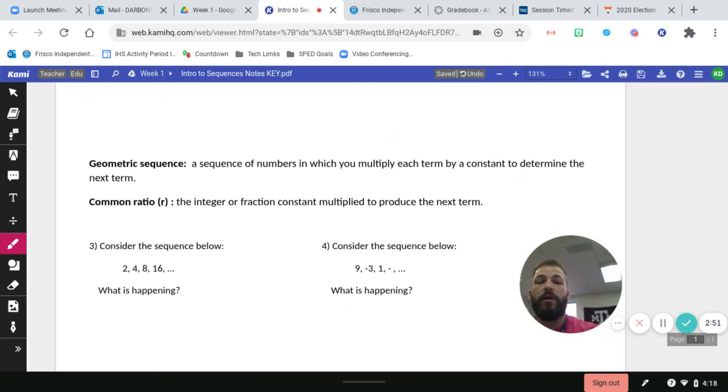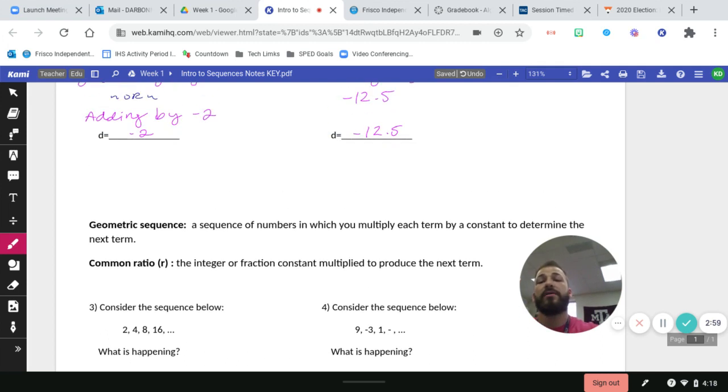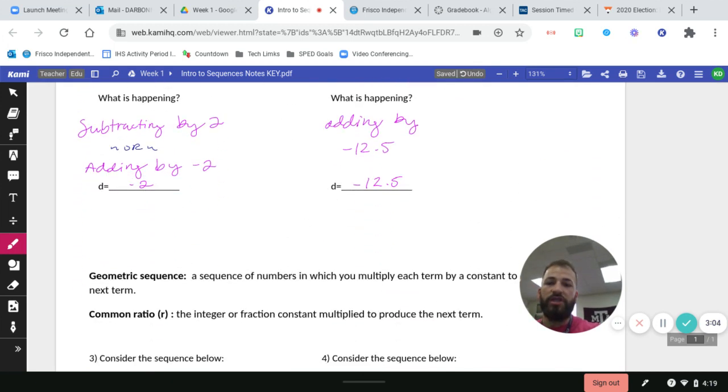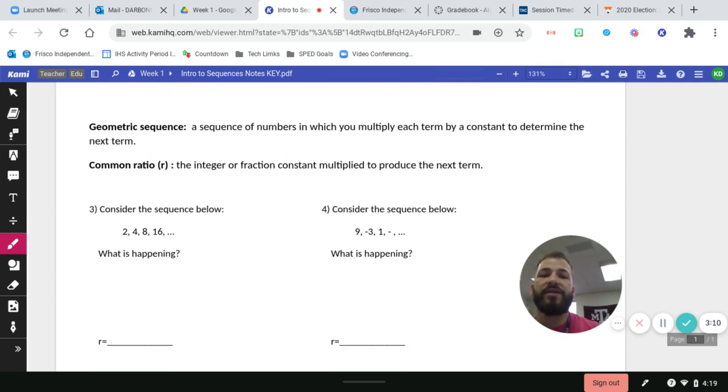Okay. Our next sequence that we're going to look at is what we call a geometric sequence, a sequence of numbers in which you multiply each term by a constant. Okay. So with arithmetic, we're adding. Geometric, we're multiplying. That's the big difference between the two. And that term that we're multiplying, that's called our common ratio, the integer or fraction constant that's multiplied each time to produce the next term.